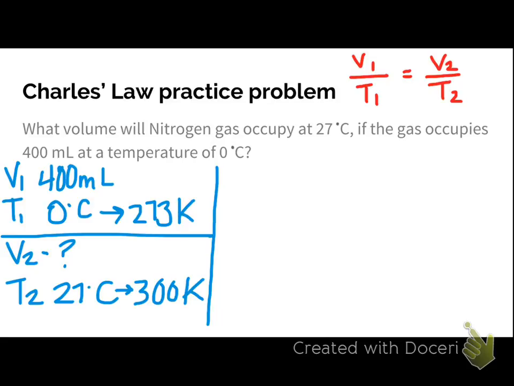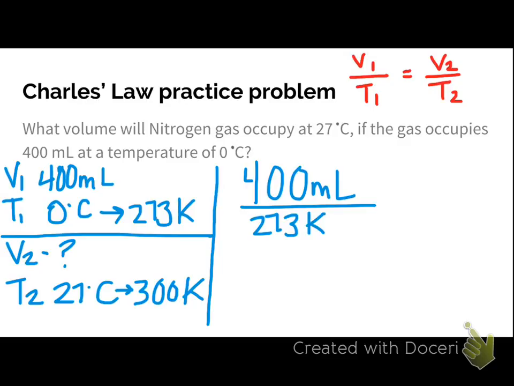Okay, now it's time to plug them into our equation here. So we should have 400 mL over 273 K equals my V2 over 300 K. Now, just thinking to our statement about Charles' law that they're directly proportional. So look at our temperature. Our temperature is increasing, which means that we expect our volume to be increasing. So let's make sure that we get that.